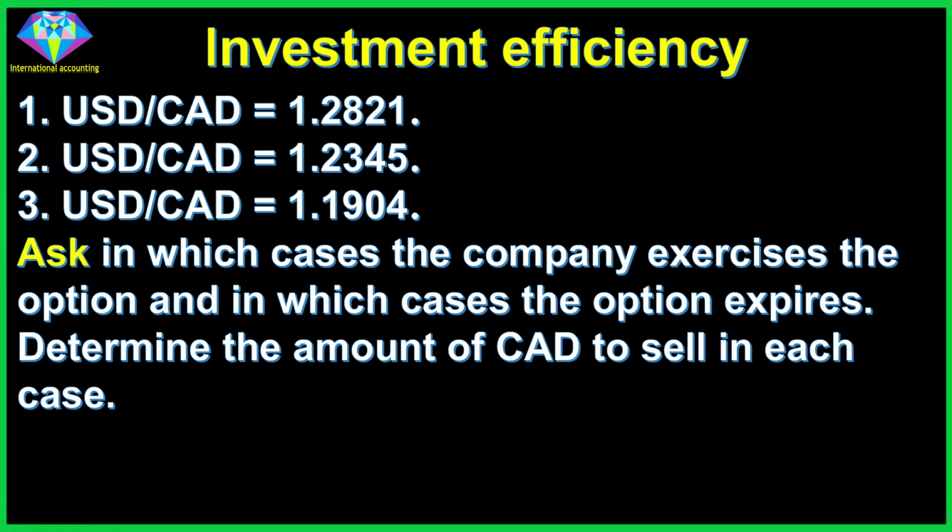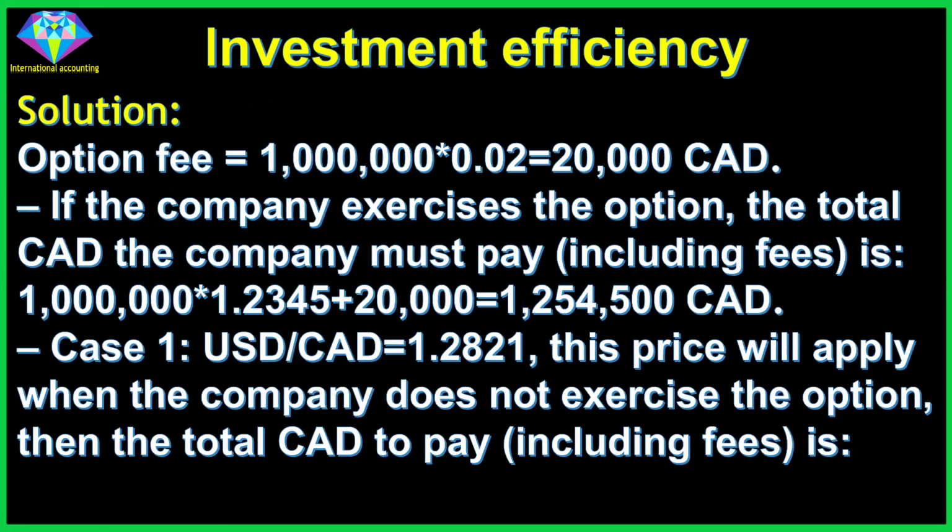1. USD over CAD equals 1.2821. 2. USD over CAD equals 1.2345. 3. USD over CAD equals 1.1904. Ask in which cases the company exercises the option and in which cases the option expires. Determine the amount of CAD to sell in each case. Solution.